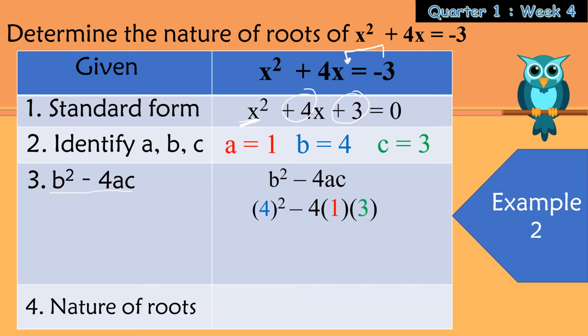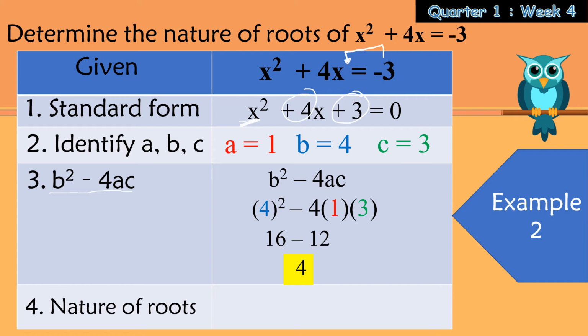Then afterwards, we simplify. 4 squared will give us 16, and negative 4 times 1 will give us negative 4, times 3 will give us negative 12. That's why we got here 16 minus 12. And when we simplify, it will give us positive 4. So the value of our discriminant here is 4.